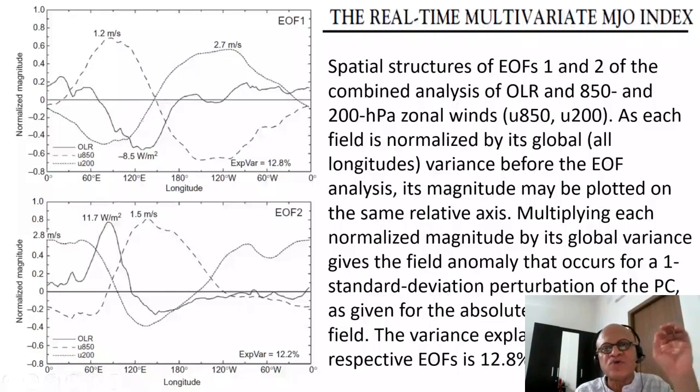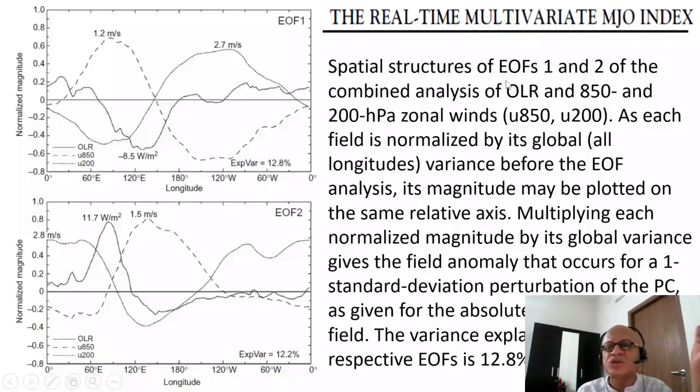The MJO needs an index, especially for identifying it, tracking it, and of course forecasting it. And one of the more popular indices is the so-called real-time multivariate MJO index, referred to as the RMM index. And not everybody agrees this is the best one. There is also an OLR based index and so on. Nonetheless, we will see more of this as we go along.